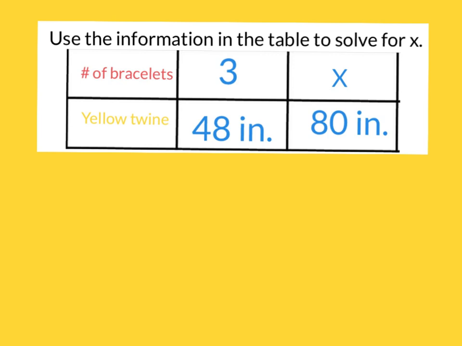Okay, last one, use the information in the table to solve for x. So I'm going to set up a proportion. I'm going to say for 3 bracelets, I need 48 inches of yellow twine. And I'm trying to figure out how many bracelets I can make, that's x, if I have 80 inches of yellow twine. So I'm going to use cross products again because I don't see an easy way to go from 48 to 80 with mental math.